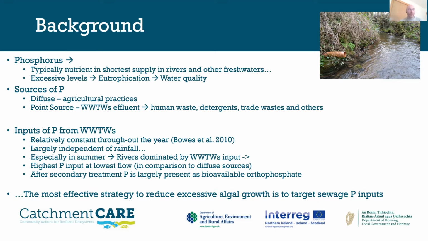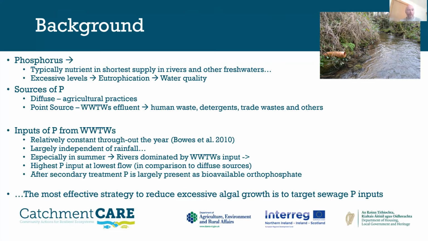So, while diffuse pollution is very much dependent on, for example, high rainfall events. When you get high rainfall events, what you tend to find is that the amount of phosphorus coming from agriculture sources increases greatly. But the counter to this is also true. So if you get low rainfall events, you're getting limited diffuse sources. But in contrast to this, phosphorus from wastewater treatment works remains constant throughout the year.